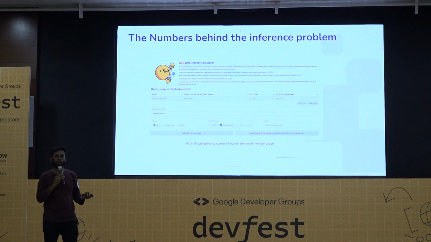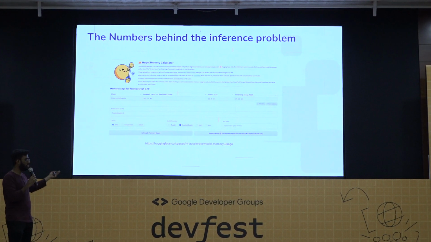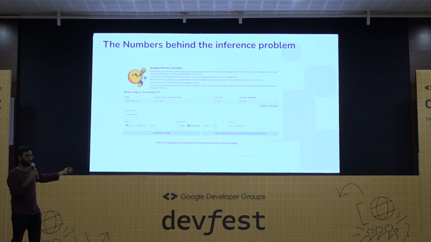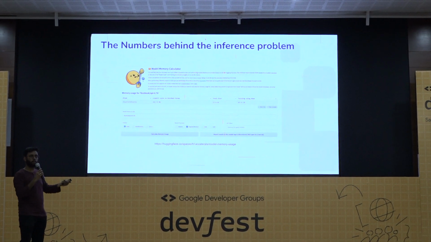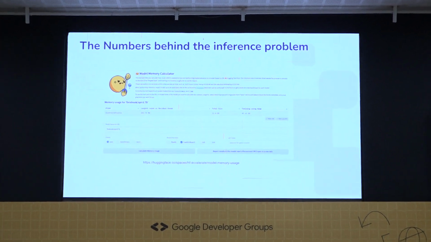We don't have to always do this math ourselves, right? There is a Hugging Face space. Someone has built this for it. You can use this space for calculating how much memory it would require for you to train or inference a model.